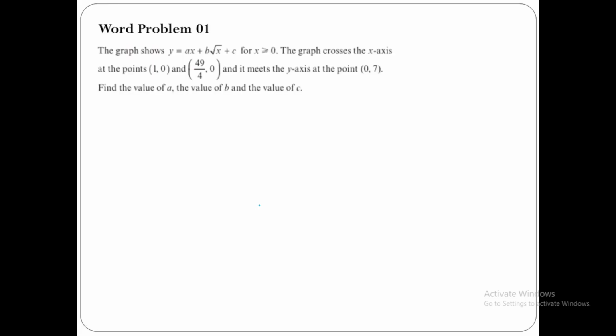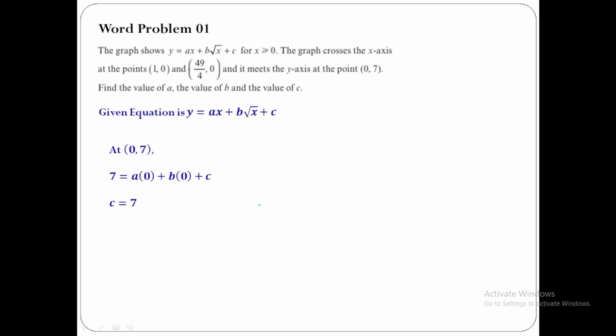The graph shows y is equal to ax plus b root x plus c. The graph crosses the x-axis at the points (1, 0) and (49/4, 0), and it meets the y-axis at the point (0, 7). Find the values of a, b, and c. Okay, we have to find the values of a, b, and c whose intercepts are given to us.